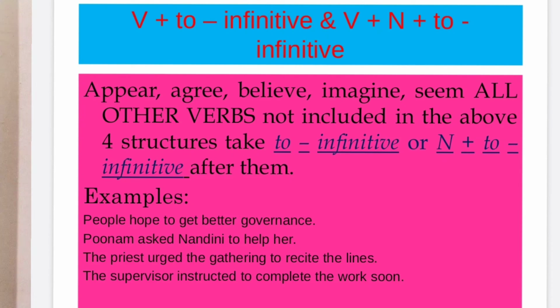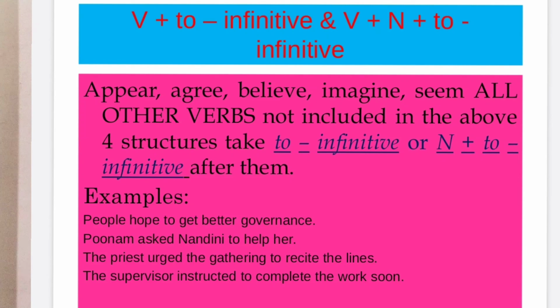The list of the verbs here is vast, whereas the list of the verbs in the four structures was limited. So it's very easy to recollect a small number of verbs than to recollect a large number of verbs. And that is the reason why I have discussed from the bottom.